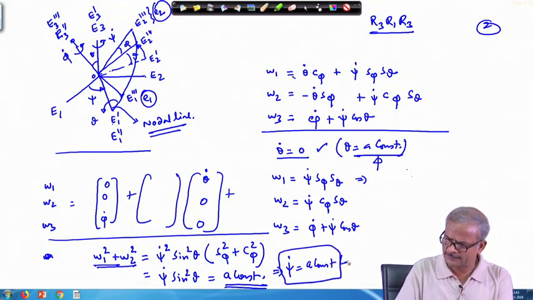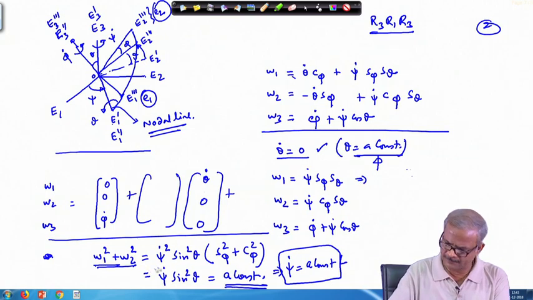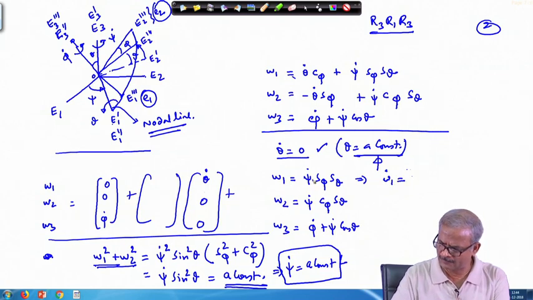This is why I told you to wait for a while, we do something and then we differentiate this. Once we differentiate, omega 1 dot will be such that I no longer have to differentiate psi dot, so I will take it as it is. Sin theta will also remain as it is because theta is a constant.